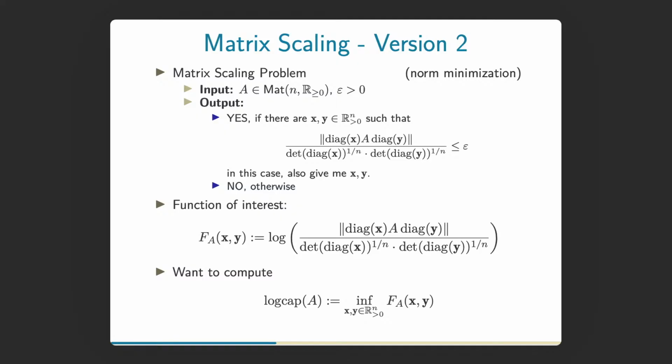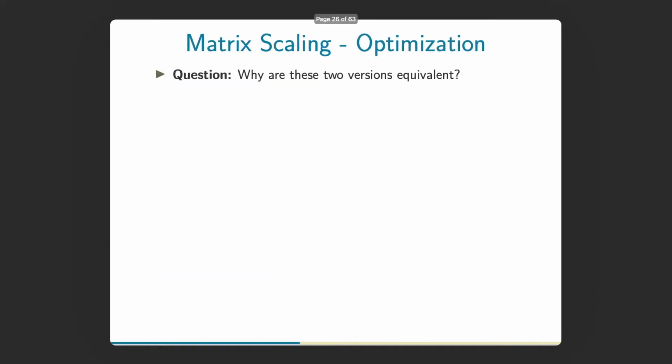But what do we know how to do in life? There are two questions here. Why are these two versions equivalent? I haven't answered that yet. And what is the only optimization that we know how to do in life? Convex optimization. Great. So why are these two versions equivalent? Because of the convexity of this function. This function f_A is actually convex.